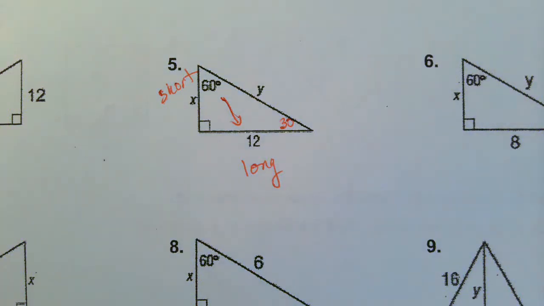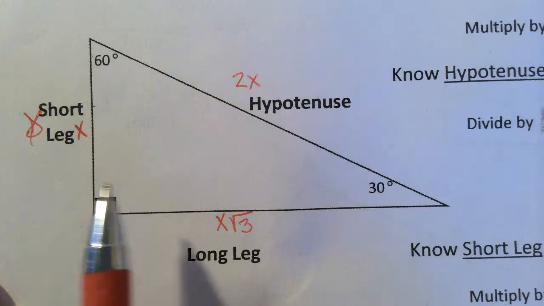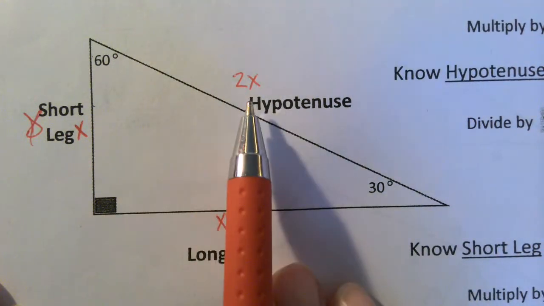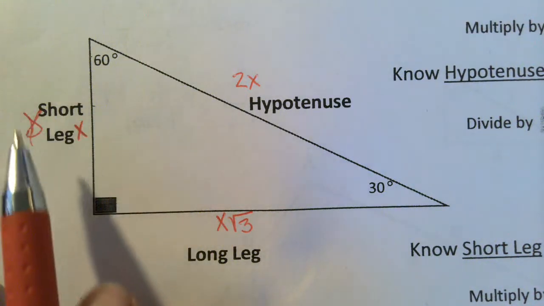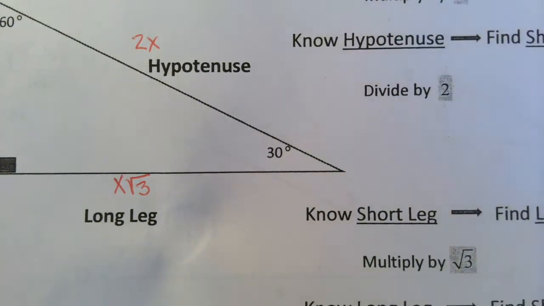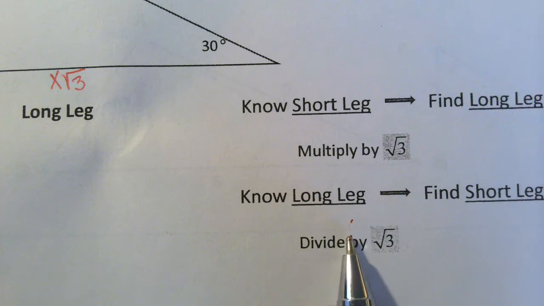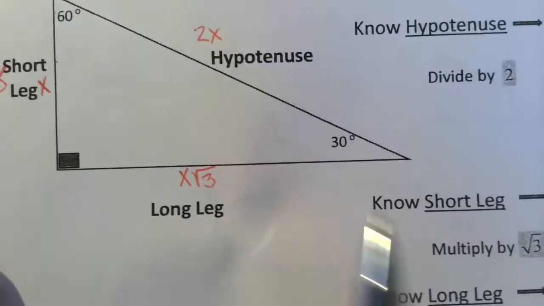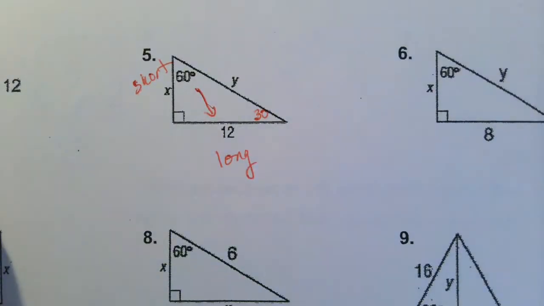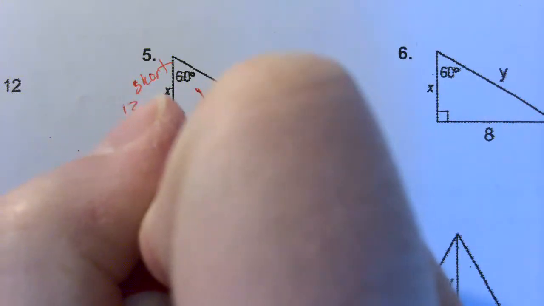So I'm going to use my sheet, and on my sheet I have that extra labeling. Short leg is just x, the long leg is x square root of 3, and the hypotenuse is 2x. So I have a star here because everything's based off the short leg. Now, if you know the long leg, find the short leg by dividing by the square root of 3. So I have to divide by the square root of 3 to get x by itself. So you're literally going to take the 12 and divide by the square root of 3.